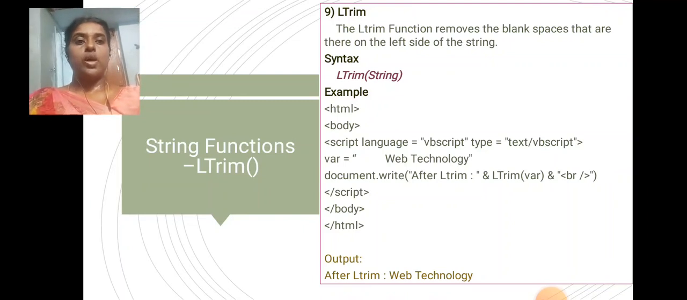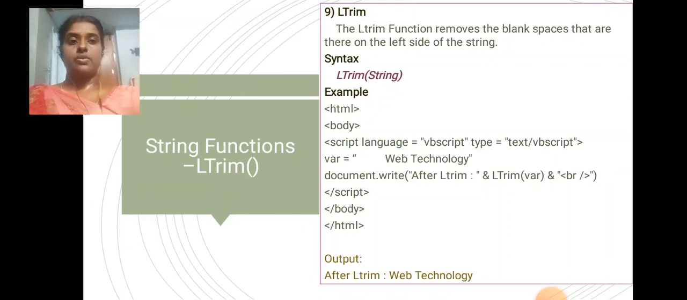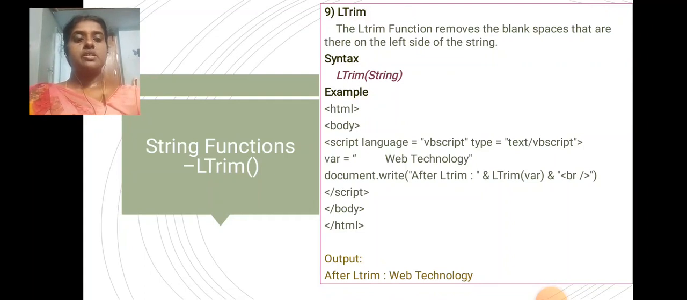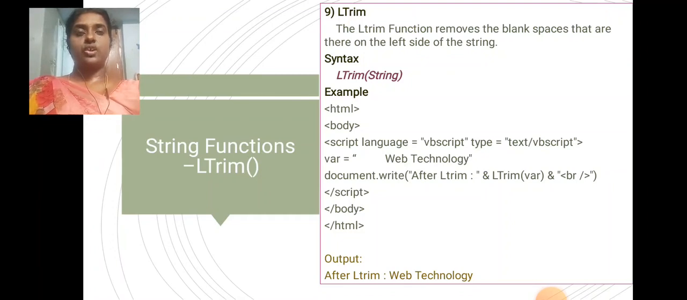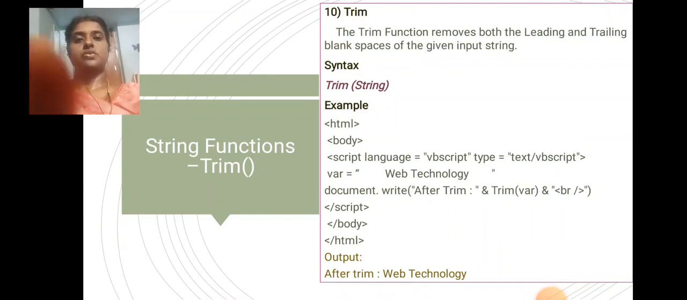Here it takes one variable as an argument. So the variable is equal to web technology. Within document.write, I give it as ltrim of the variable, ampersand, break. This ampersand, we all know, is used to concatenate things with the sentence. So ltrim of the variable is going to remove the spaces present on the left side of your string, so that we can view the result as web technology. The leading blank spaces will be removed from your string.